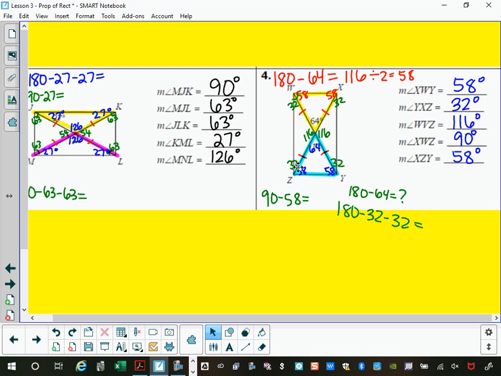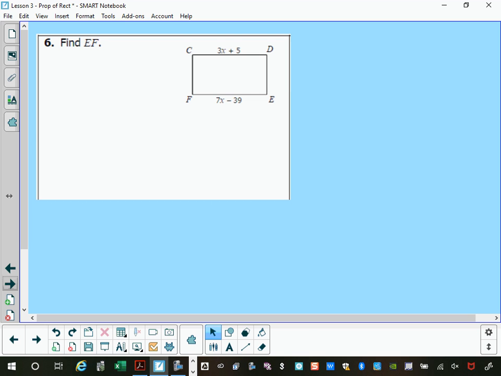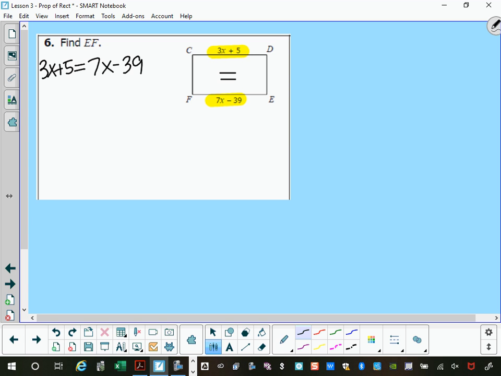All right, let's skip number 5. Let's turn to page number 6. So number 6, it says find EF. All right, Izzy. I know that my sides are congruent, right? So how do I solve for x? Good, they're going to be equal to each other. So I do 3x plus 5 is equal to 7x minus 39.